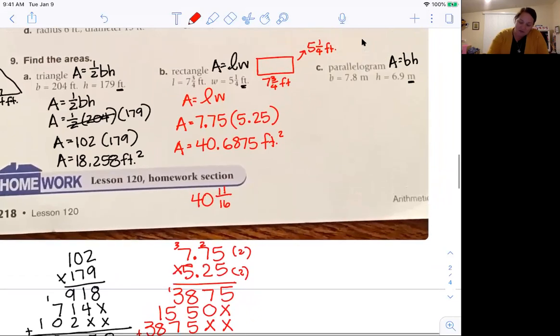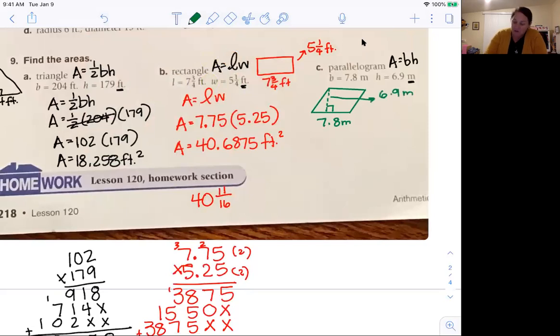Now let's do one more together, then I'll give you your assignment for today. I have a parallelogram. I'm getting so much better at making these things. Maybe it's because my machine can do straight lines for me here. But here's my parallelogram. My base is 7.8 meters and my height is 6.9 meters. Area for a parallelogram equals base times height. Area equals 7.8 times 6.9.